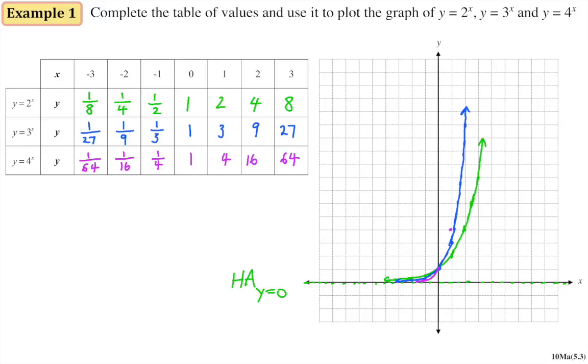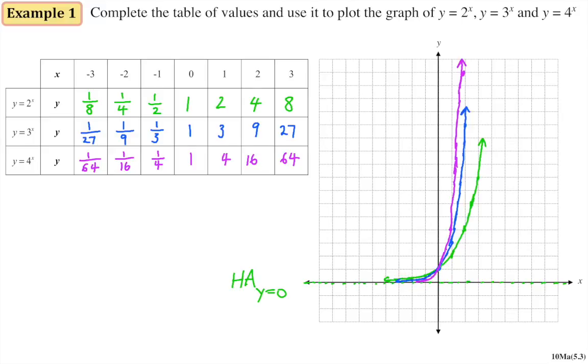Out 2, up 16. Now 1, 2, 3, 4, 5, 6, 7, 8, 9, 10, 11, 12, 13, 14, 15, 16. So that means I'm out 2, up 16. So it goes up and it's steeper again. So hopefully what you can recognize is the bigger the number underneath the x, the steeper the graph gets, and the bigger the number under the x, the closer the graph goes to the x-axis.